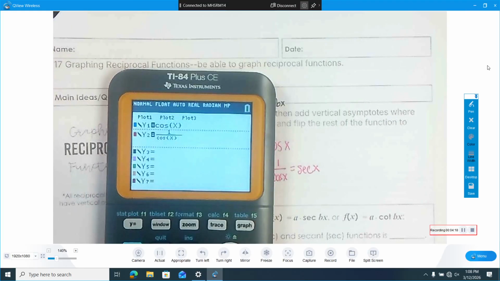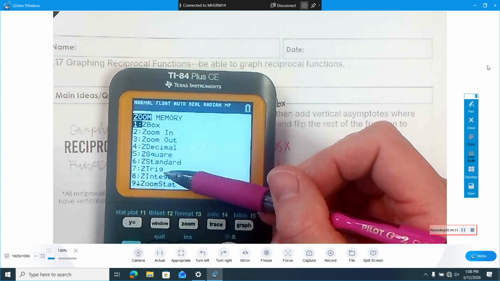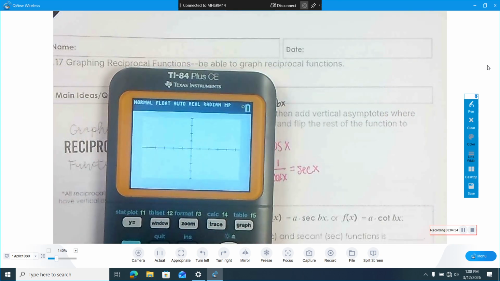It just doesn't work if you put secant. We don't have the button. There's no secant or cosecant button. And so we want to do again a zoom trig. Anytime you're graphing in trig, zoom trig is the way to go, which is zoom 7.